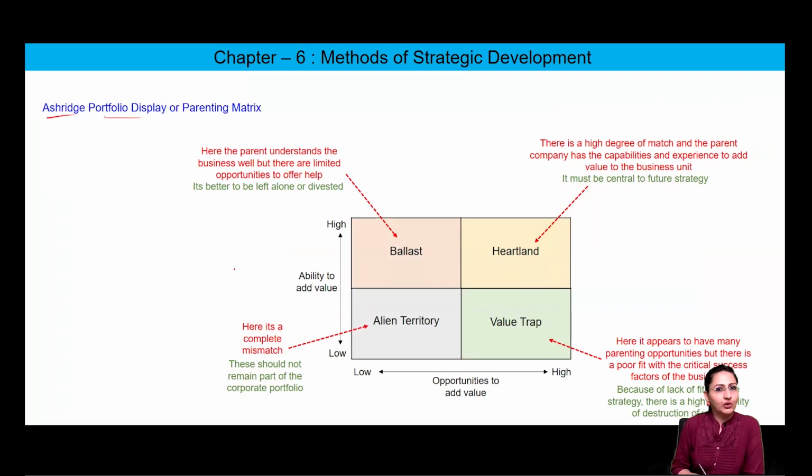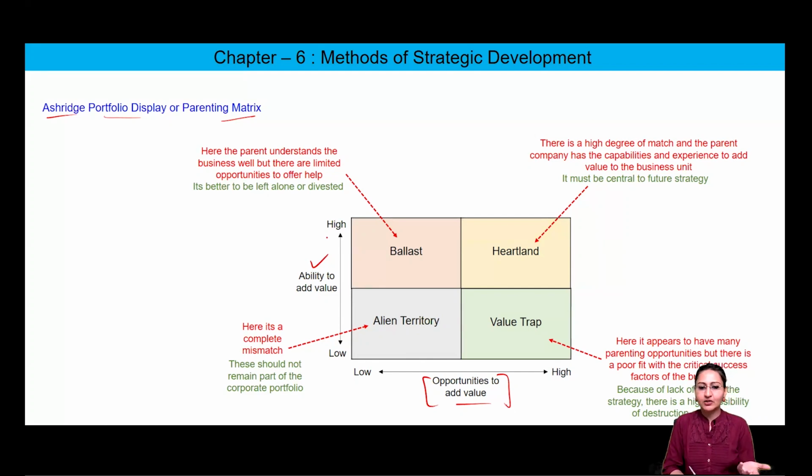Now, Ashridge portfolio display or the parenting matrix. This matrix highlights what value a parent company can add to a subsidiary. Now here you will have again 4 categories. Is there any opportunity to add value? Is the parent able to add value? The parent must carry an ability to add value. For example, there is a parent company which is into textile and the subsidiary company is into automobile. The parent does not have that ability to add value for this subsidiary.